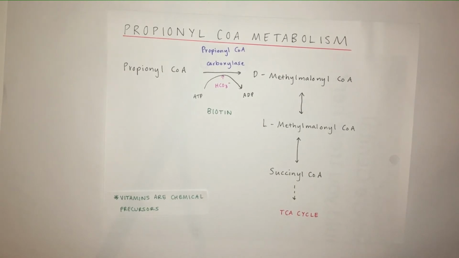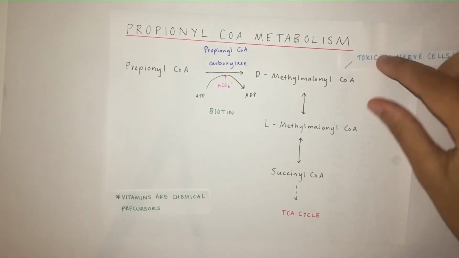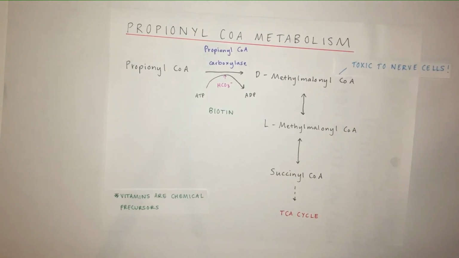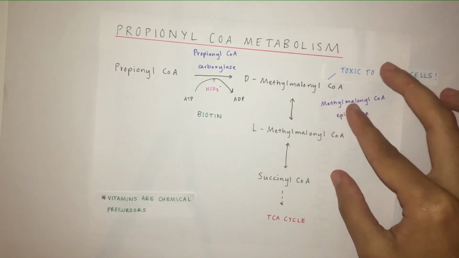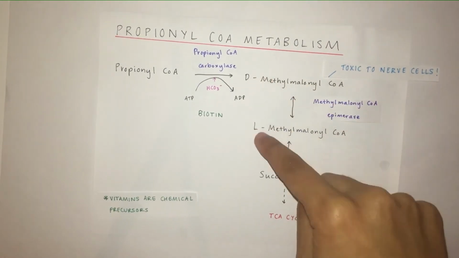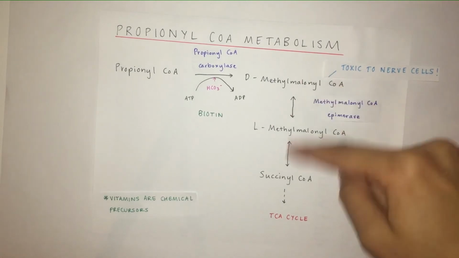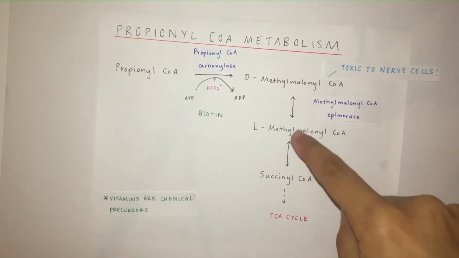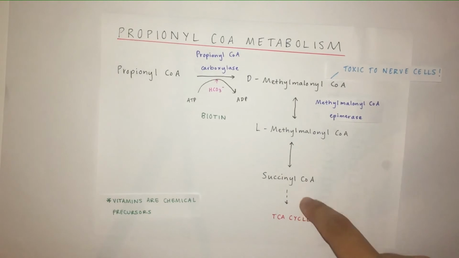The important thing to remember is if we don't go past this step, we're going to have some serious problems to the body. D-methylmalonyl-CoA is toxic to nerve cells, so we have to metabolize it. To get to the next step, we've got methylmalonyl-CoA epimerase, and sometimes you'll see this written without the D and the L, you just see methylmalonyl-CoA, but there is an extra step here just to convert it into an isomer that can be converted to succinyl-CoA and can be metabolized. That's why I've written both of the isomers there.